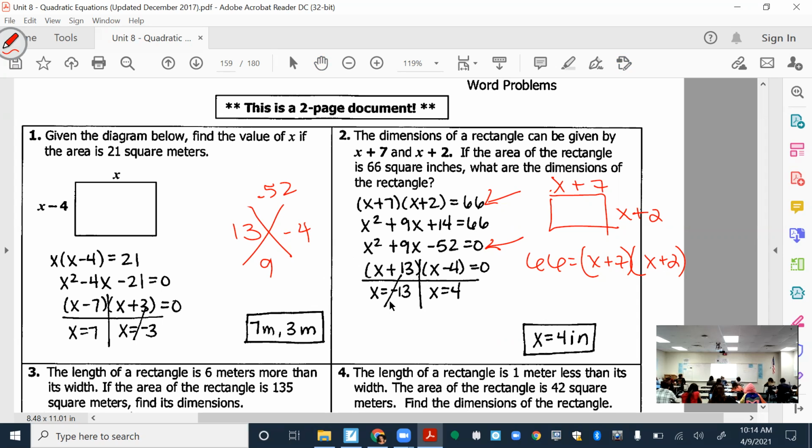Because it's negative, it doesn't make sense in context of this problem. So that doesn't mean for all problems we cross out the negative. Just for this one, if we're talking about area, we're not going to use that value. We're going to use x equals 4 to plug in to the problem. They have that the answer is x equals 4, but what is the question actually asking?